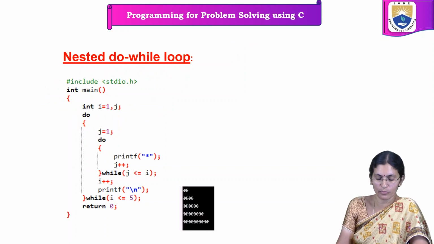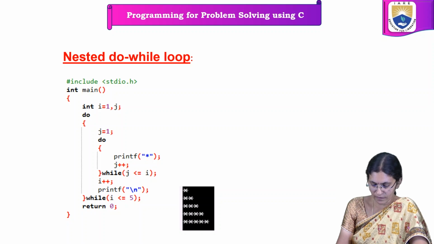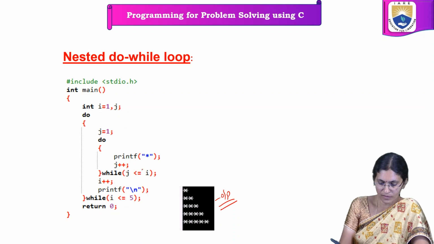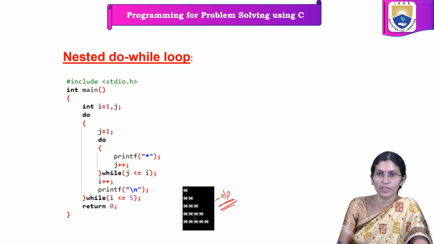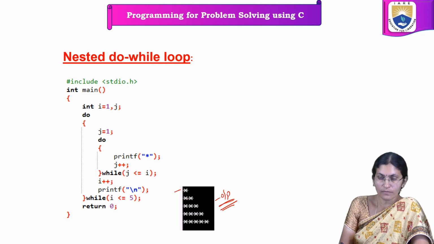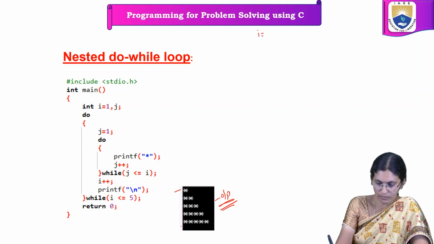So let us see one program for this. This is a program to print this pattern. So this should be the output of this program. Now let us see how we will get the output. This is the program, and the output of this program is this one. This is a program to print a star pattern, where you have 5 rows.